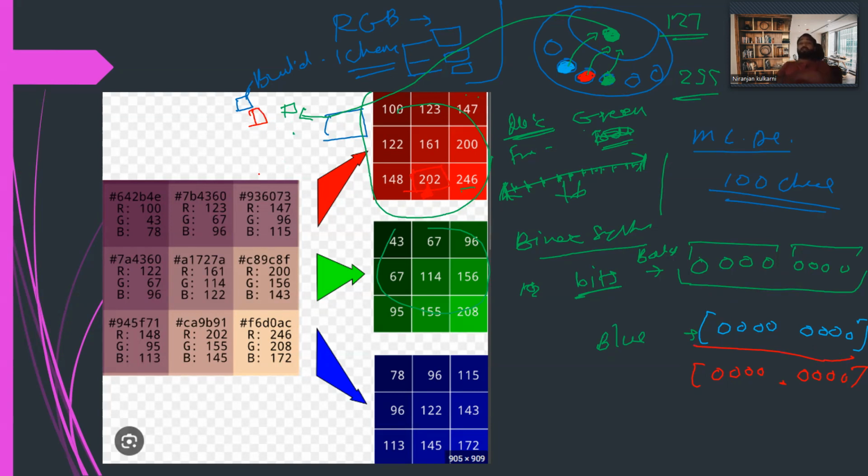So right now we have a problem over here. If we combine these three numbers together, it will be 8 times 3. That will be a huge number to represent one color.